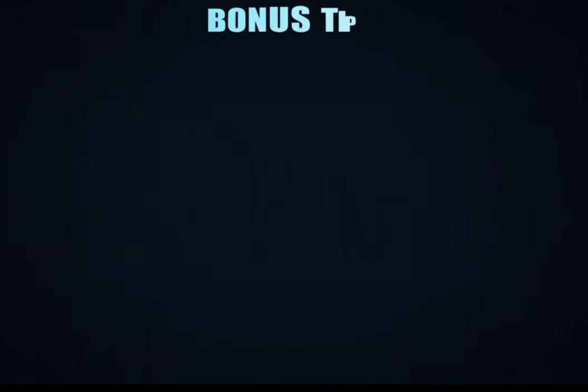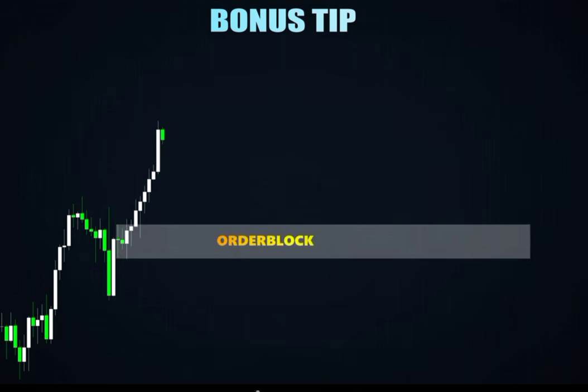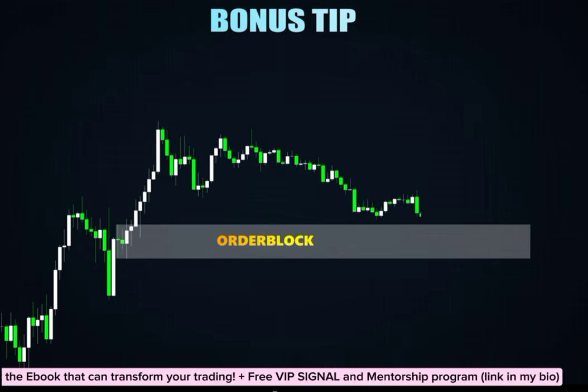Now, since you've stayed with me this far into the video, I want to share a personal bonus tip, something I usually keep to myself, but you've earned it. There's this situation I see all the time. Price pushes aggressively and taps into an order block. Most traders get confused here, unsure how to enter. They either jump in too early or miss the move entirely. But here's what I do, and it's very simple.